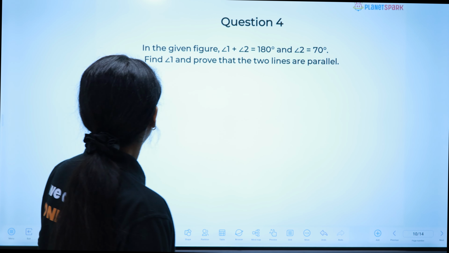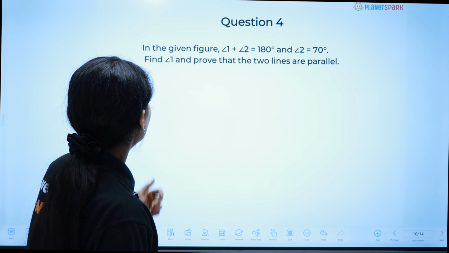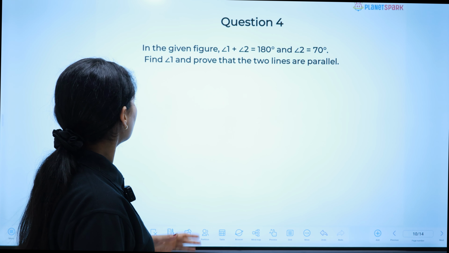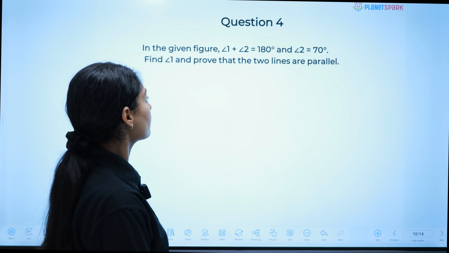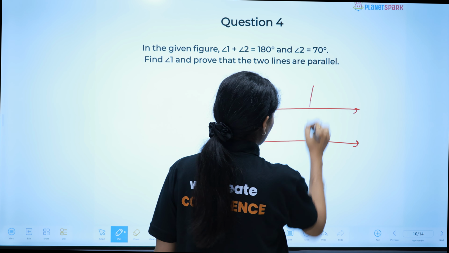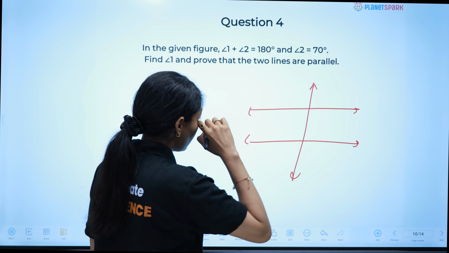Next one. In the figure, let's say we'll draw a figure. Angle 1 plus angle 2 is 180 degree. Angle 2 is given to be 70 degree. Find angle 1 and prove that the two lines are parallel. Okay then, two lines cut by a transversal.